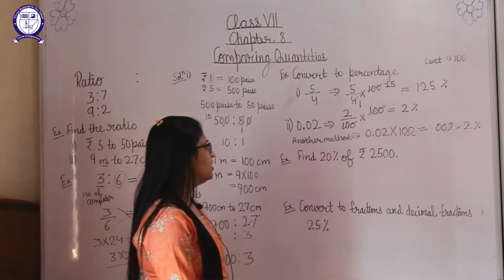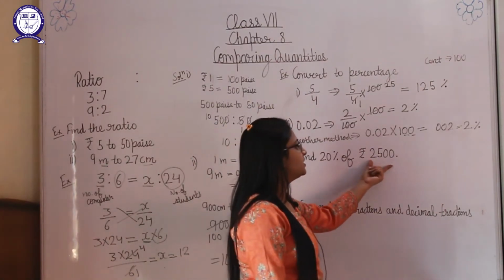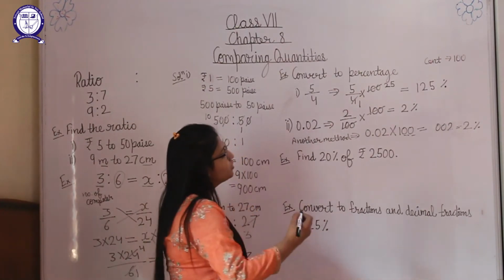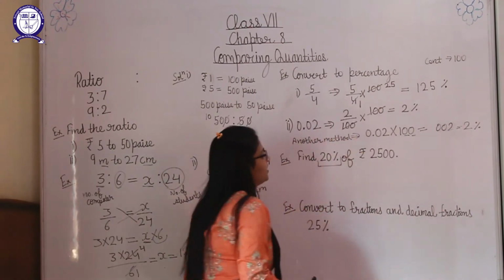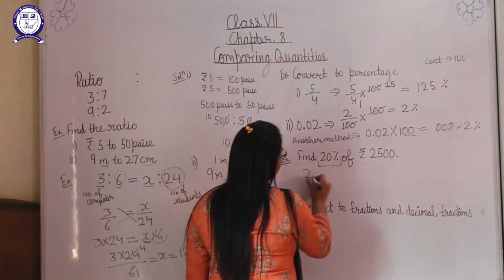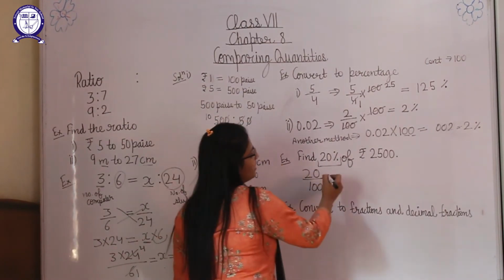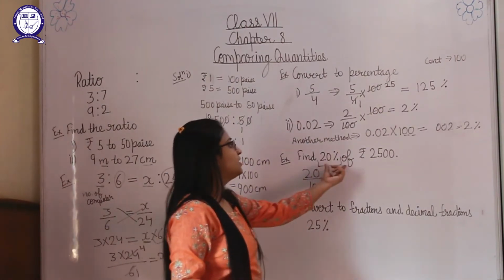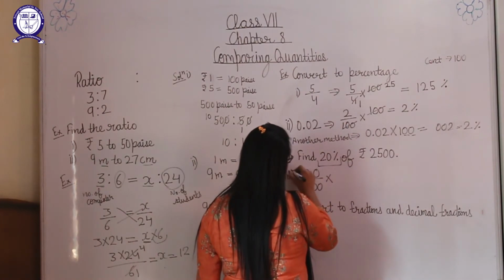Okay. Now students, the next question is find 20% of rupees 2500. How will we do this question? 20% of 2500. Students, whenever this kind of thing is written like 20%, what can we write for that? We can write 20/100. Okay, we know that of means always multiply. What do we need to find out? 20% of 2500. So we will write 2500 here.